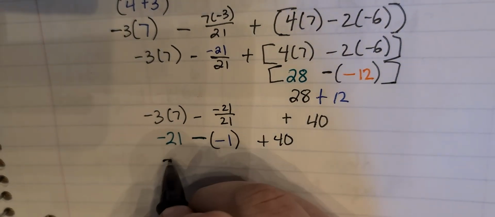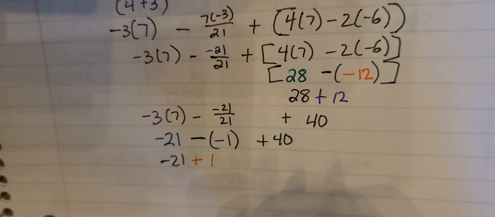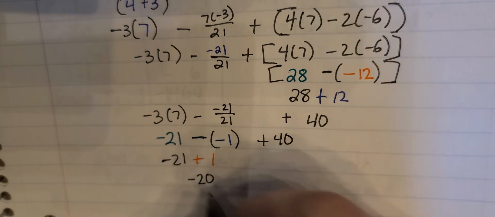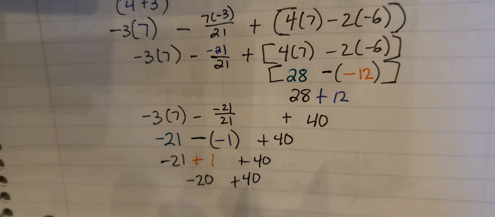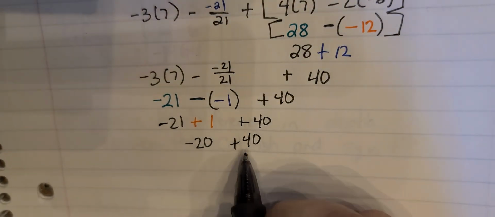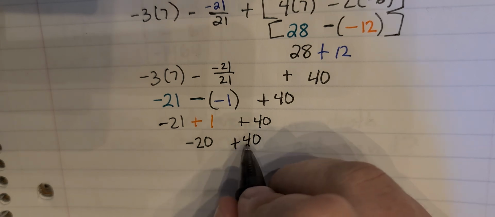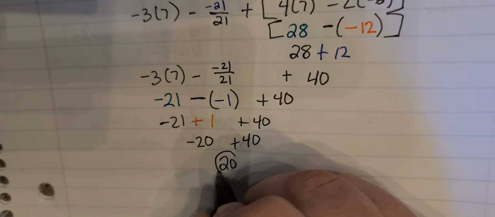Keep, add, opposite. So negative 21 plus 1, which gets us negative 20. We're going to bring down the plus 40 here. Negative 20 plus 40. 40 has the greater absolute value, so we're going to keep it. We're going to have a positive. Now 40 minus 20 is 20.